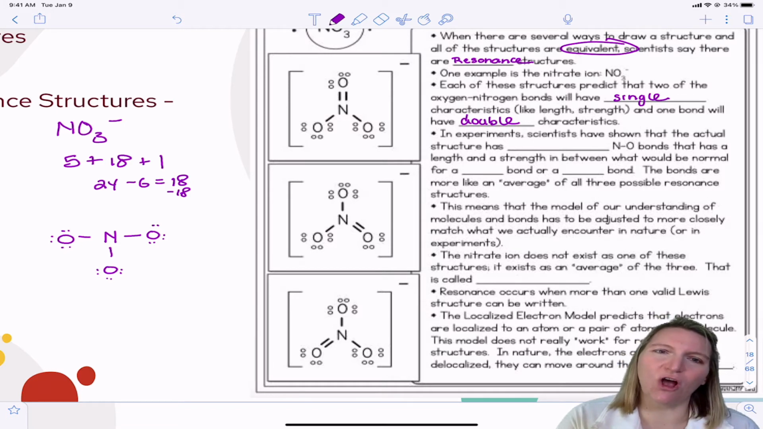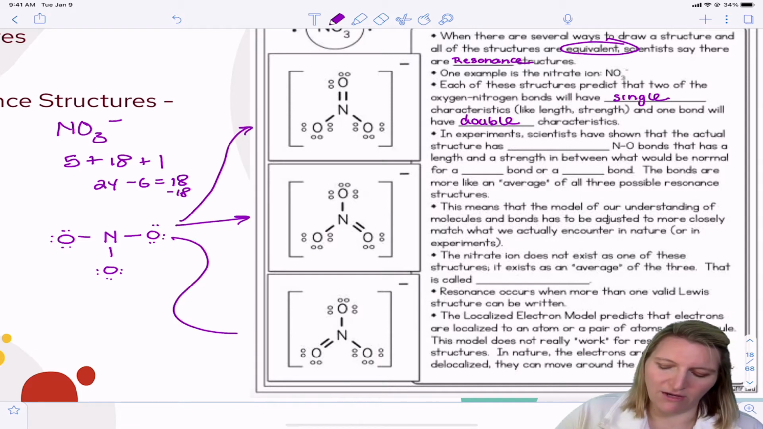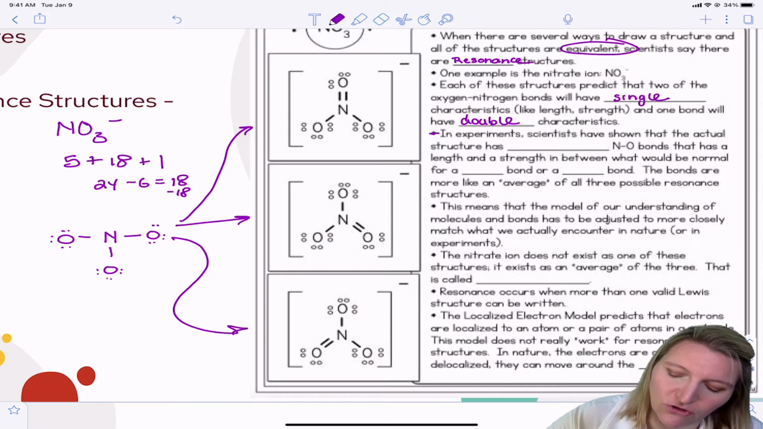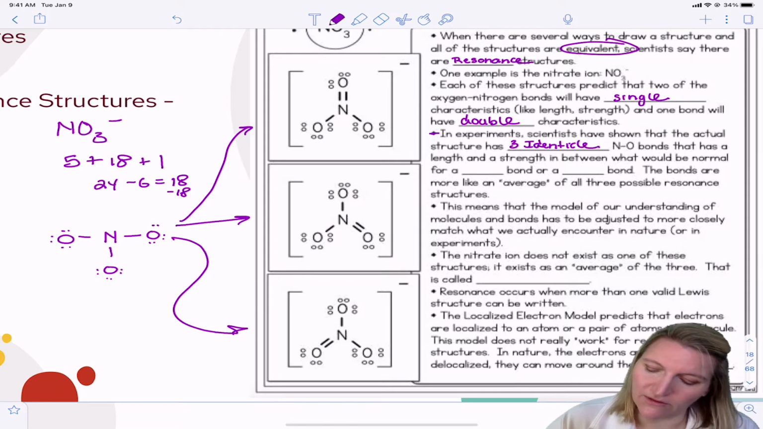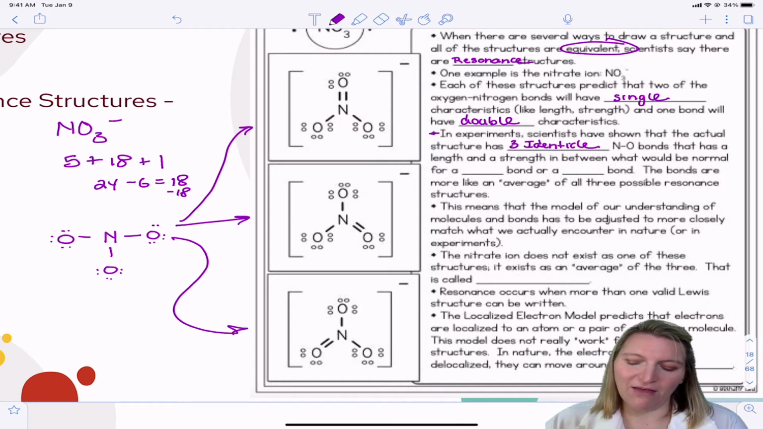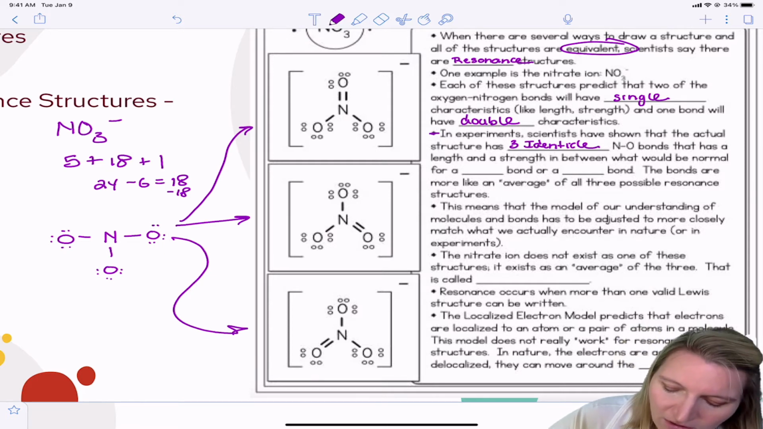And the question is, which oxygen do I make a double bond with? You can see that the 3 possible choices are making the double bond with the top oxygen, the left oxygen, or the right oxygen. But in experiments, scientists have shown that the actual structure has 3 identical nitrogen-oxygen bonds. These bonds are not double bonds, they're not single bonds. They have a length and a strength that is somewhere in between a single bond and a double bond.